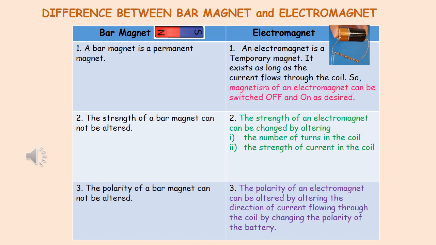By altering the polarity or the terminals of the battery connection, we can change the direction, because the conventional current always flows from positive terminal to negative terminal. If we change the terminals, automatically the direction of current will be changed, and at the same time the polarity of the electromagnet will also be changed.